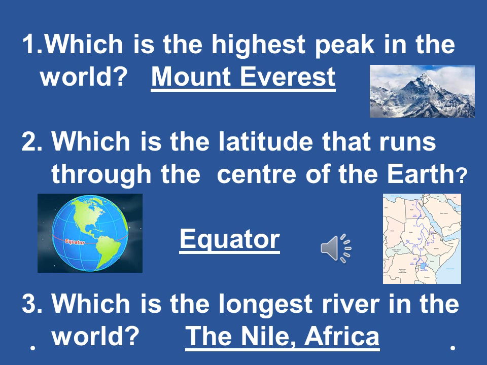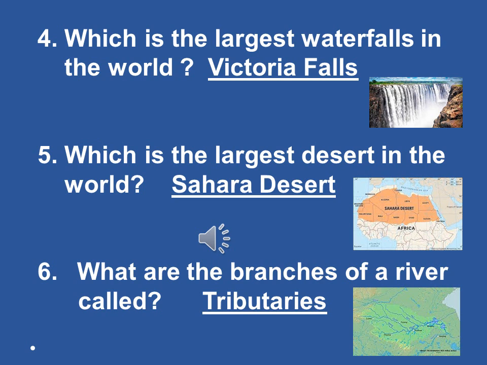Which is the highest peak in the world? Mount Everest. Which is the latitude that runs through the center of the earth? Equator. Which is the longest river in the world? The Nile, Africa. Which is the largest waterfall in the world? Victoria Falls. Which is the largest desert in the world? Sahara Desert.